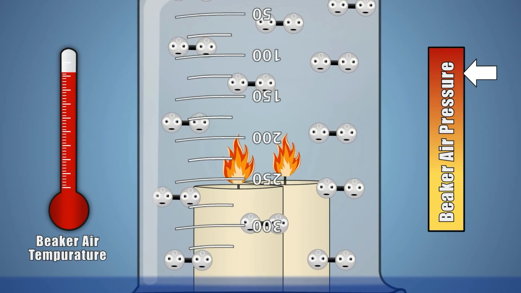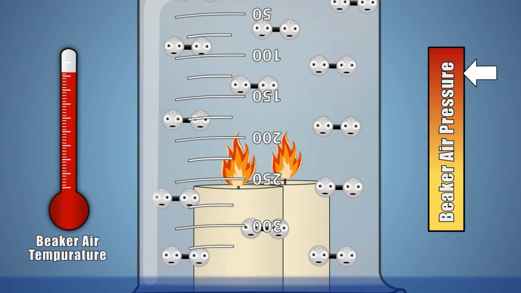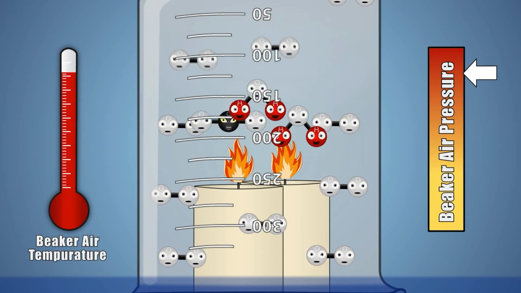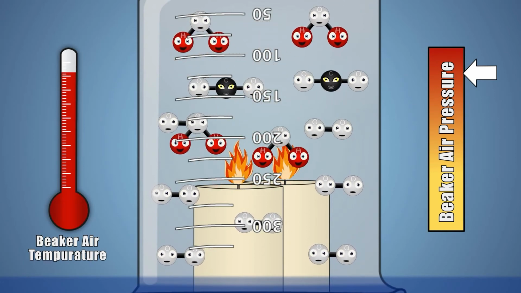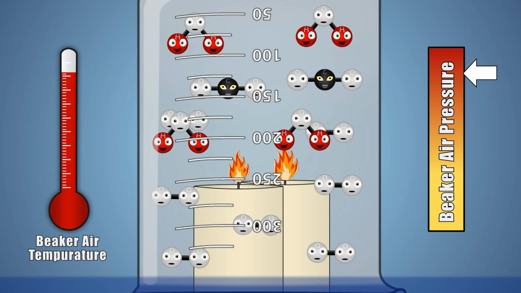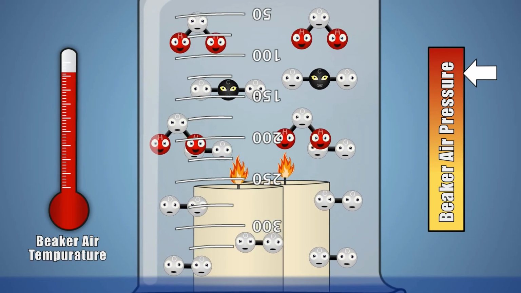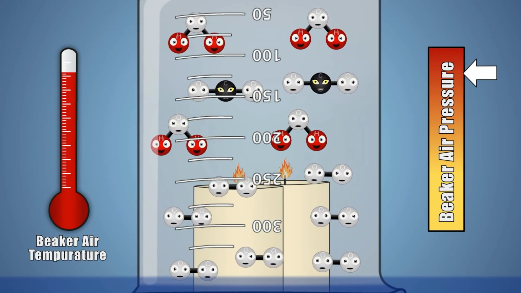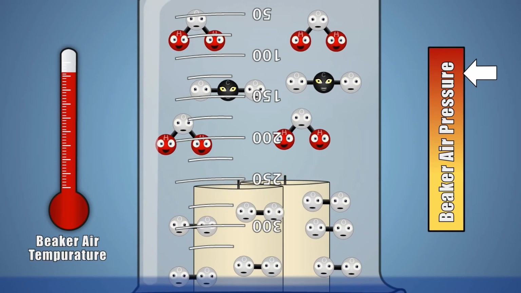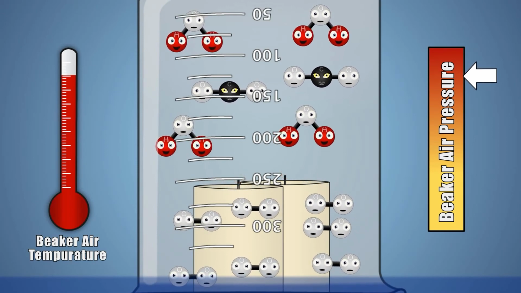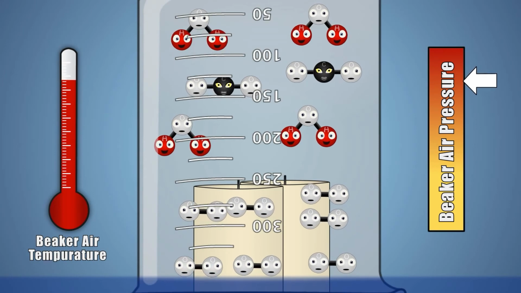The products of this reaction are carbon dioxide gas and water vapor. As more and more hot carbon dioxide gas and water vapor are produced, they fill up the top of our beaker, forcing the oxygen in our beaker that the candles need to burn lower and lower until the candles are extinguished.